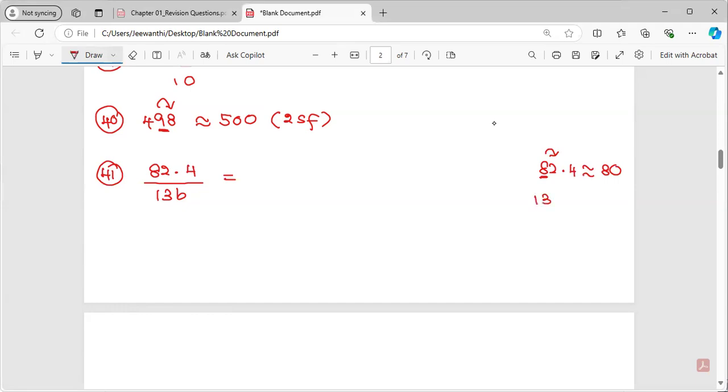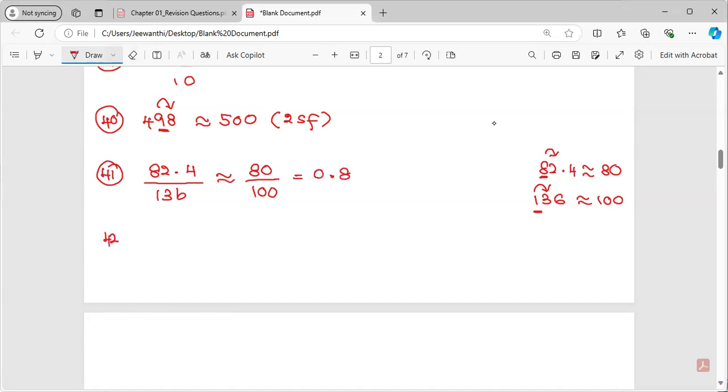And 136, again, this is the first significant figure, and you look at the next number. So this becomes 100. So then you write it as 80 divided by 100. The answer is, here I can't put the equal sign, I have to use approximately equal. Then I can write 0.8.